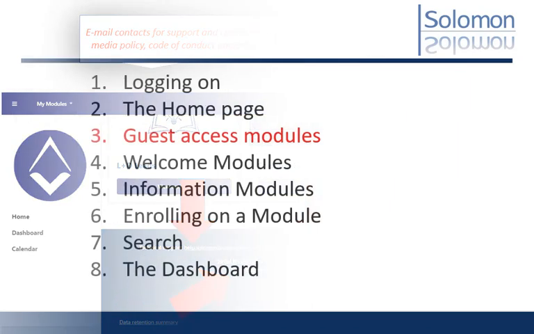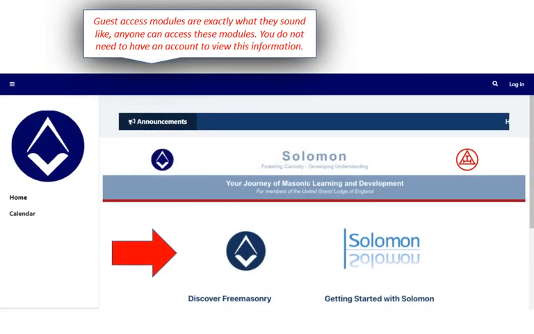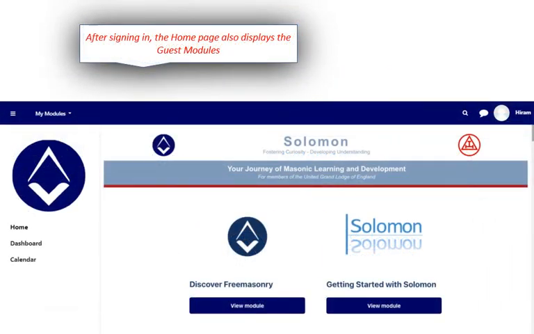The next area we are going to look at are the guest access modules. You will recall when you enter the Solomon URL, you are presented with the front page from where you can log in. This shows the 2 guest access modules, which are Discover Freemasonry and Getting Started with Solomon. Both of these modules are available from outside the system, and anyone can look at them without needing to log in, or needing to register a user ID and password. These modules are also available as the first modules you see when you log in, as shown in this slide.